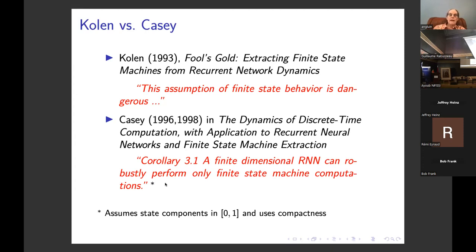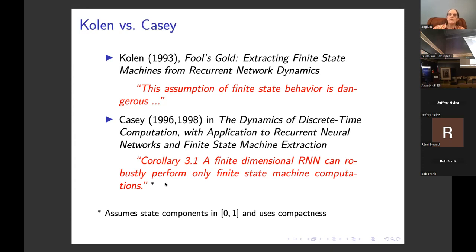And the corollary from the paper says a finite dimensional RNN can robustly perform only finite state machine computations. So this is in direct contradiction of Cullen's claim. However, for his proof, Casey assumes that state components are in the closed interval 0, 1 and uses compactness. So for example, LSTMs, which don't necessarily have state components in that interval, and which we've seen can exhibit counter-like behavior, are not covered by Casey's result.